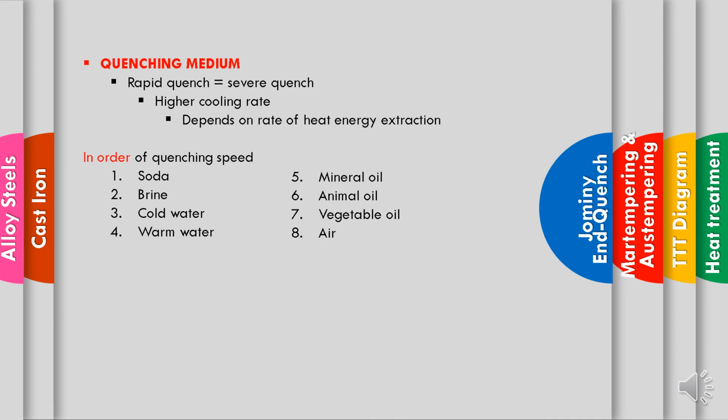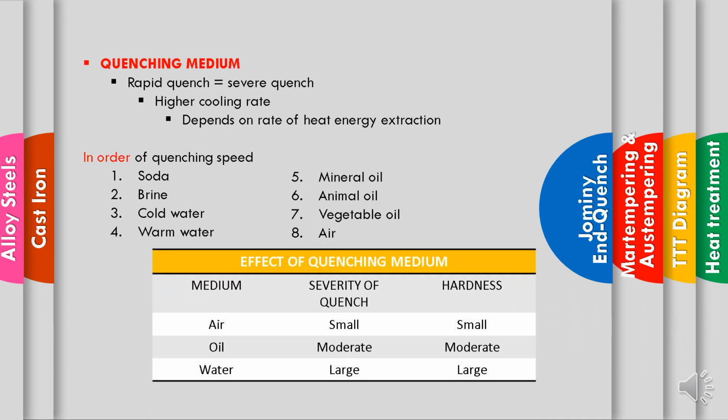If we compare the effect of the quenching medium, the severity of quenching, and hardness for the three media, which are air, oil, and water, as you can see, air has a very small severity of quenching, and the hardness produced is very small compared to water. Water has a very fast cooling rate, so it will produce a very large severity and hardness.